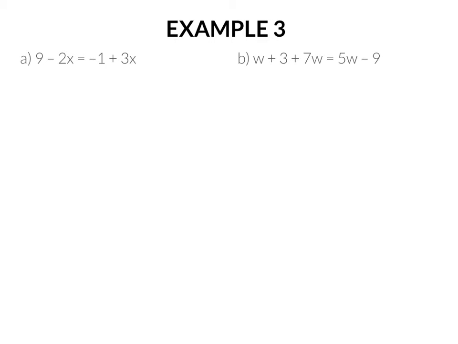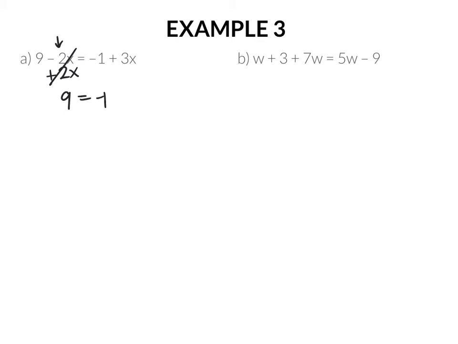So I check my variables. Are any of them negatives? Because those are way easier to move. And right here I have a negative variable, that negative 2x. So let's start by getting rid of that negative 2x and adding 2x. When I add 2x there, I'm left with just 9 on the left side.